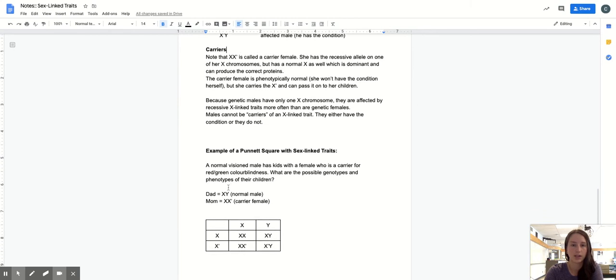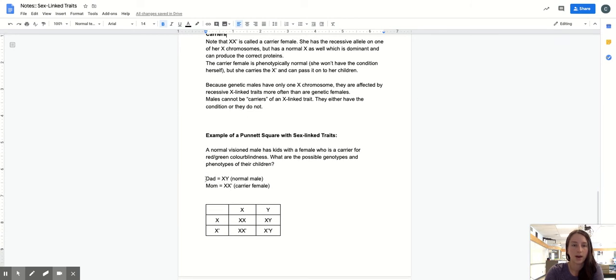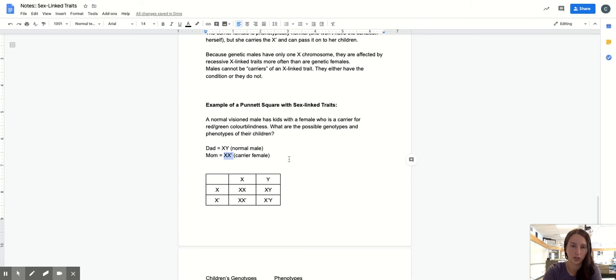Okay, so let's make some Punnett squares. So if you have got a father who is XY, does not have hemophilia, so just normal male, and you've got a mom who is a carrier, so they've got one copy of that X prime. And this is an example for red-green color blindness. So we want to know the possible genotypes and phenotypes of the children. So both of these parents do not have red-green color blindness. All right, so now you're combining, we've got the mom's alleles on the side here. We've got the dad's alleles on the top here. So we are going to combine these two X's.